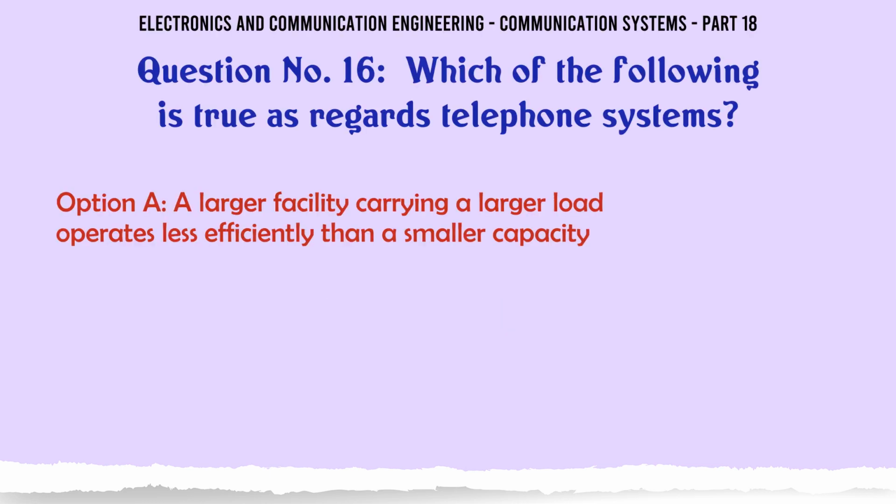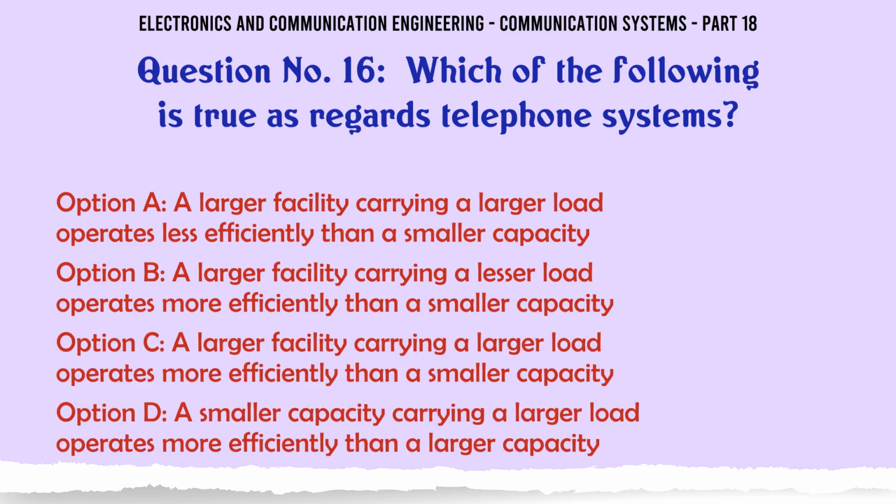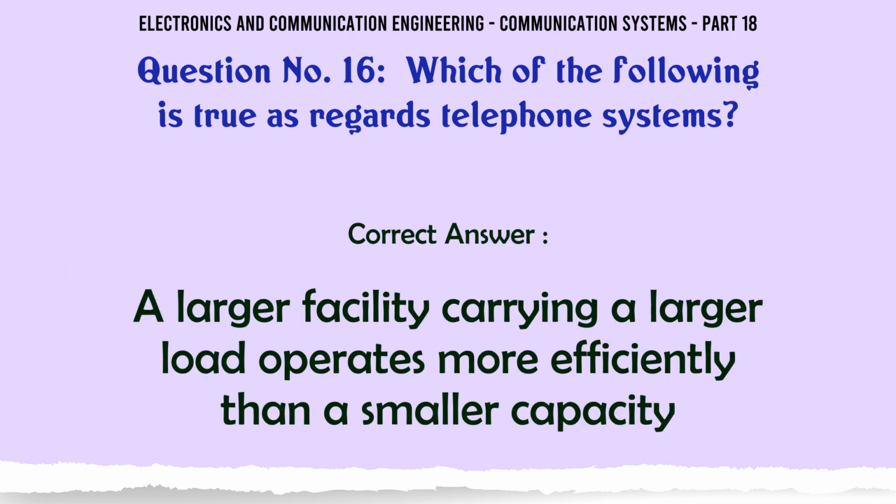Which of the following is true as regards telephone systems? A. A larger facility carrying a larger load operates less efficiently than a smaller capacity. B. A larger facility carrying a lesser load operates more efficiently than a smaller capacity. C. A larger facility carrying a larger load operates more efficiently than a smaller capacity. D. A smaller capacity carrying a larger load operates more efficiently than a larger capacity. The correct answer is a larger facility carrying a larger load operates more efficiently than a smaller capacity.